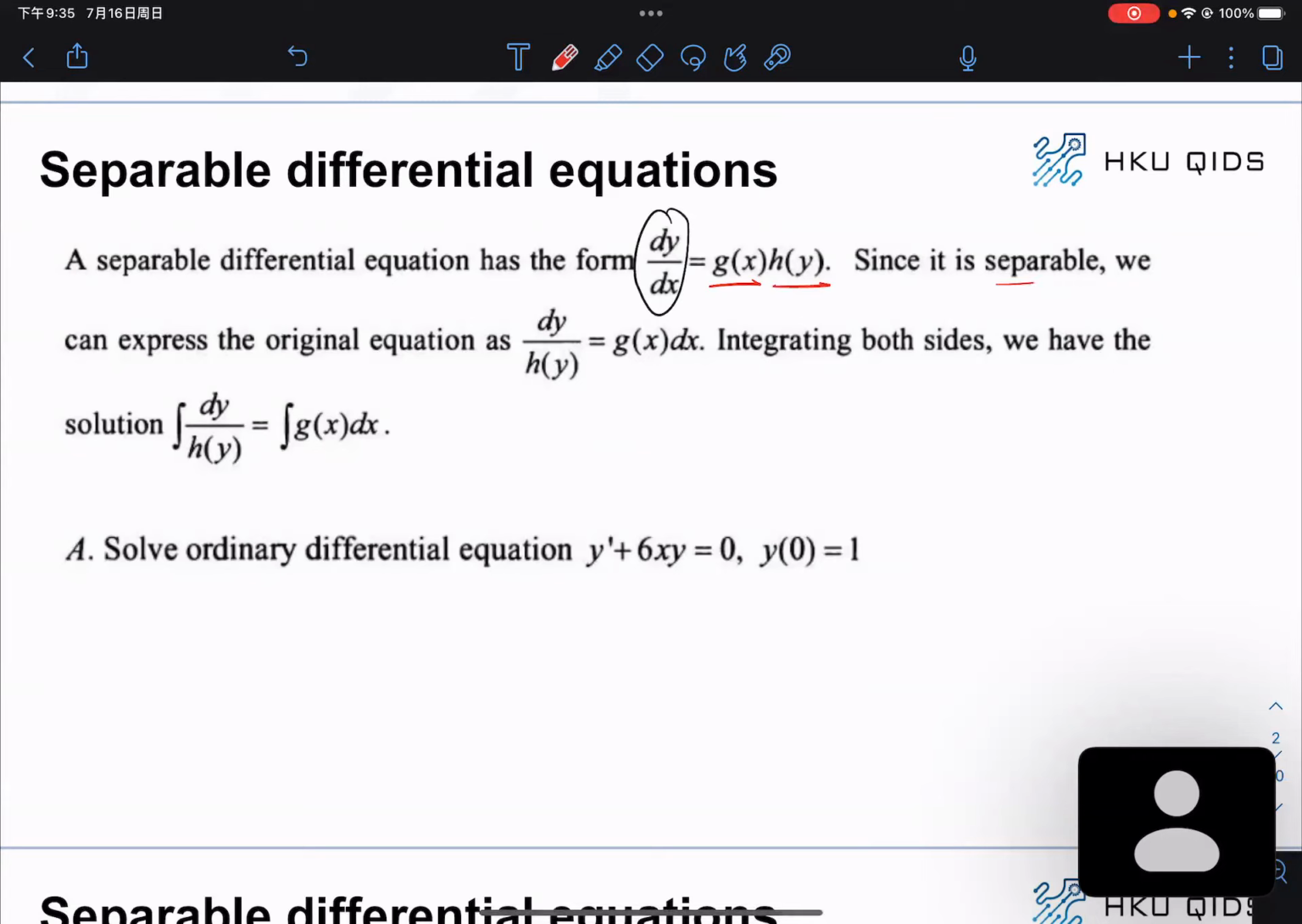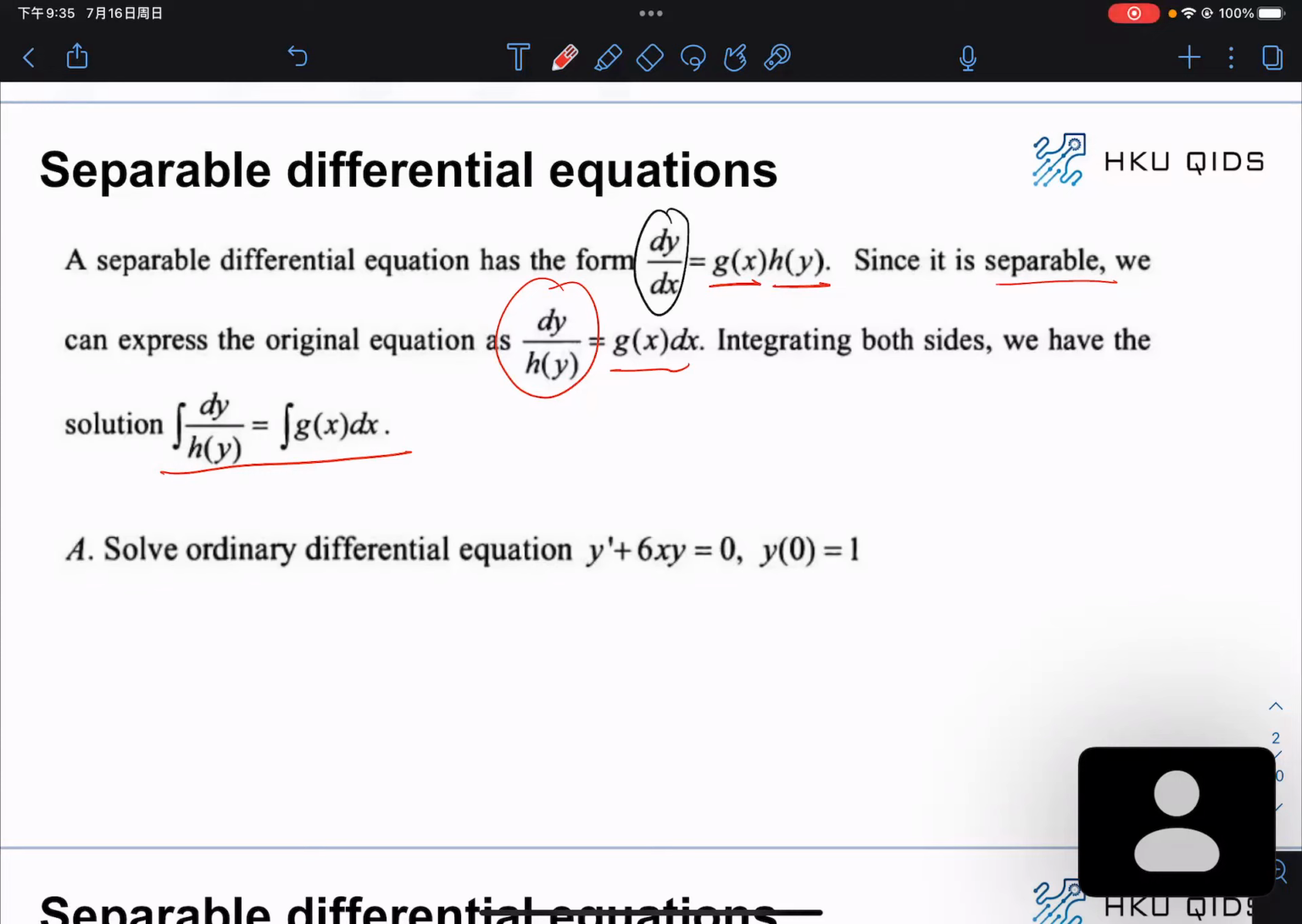Since it is separable, we can express the original equation as two parts, where all the elements on the left-hand side are related to y, while all the elements on the right-hand side are related to x. And then we can integrate both sides to get the solution, where the general format is like this. So let's see a simple example.